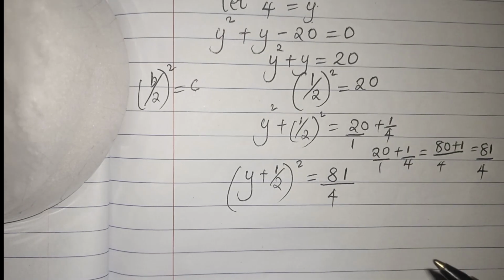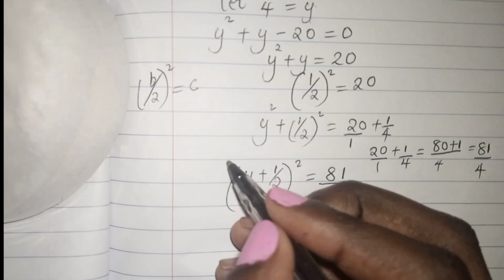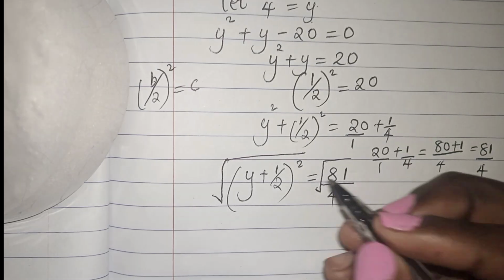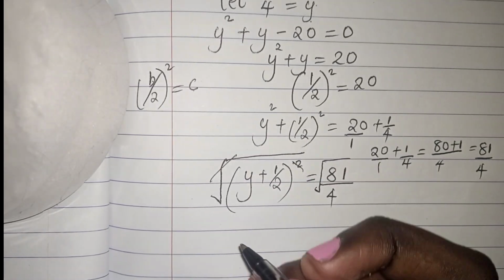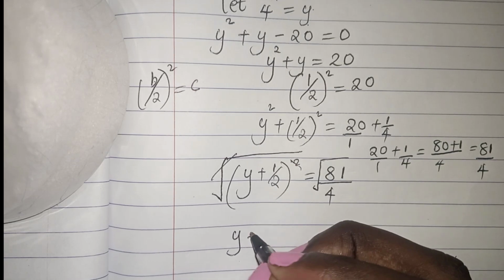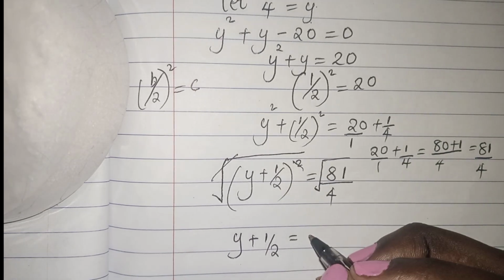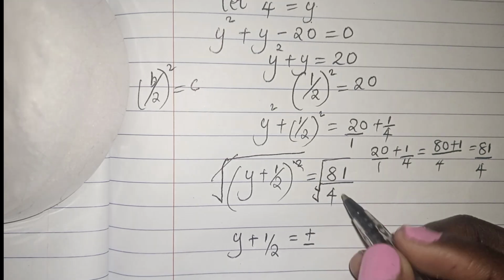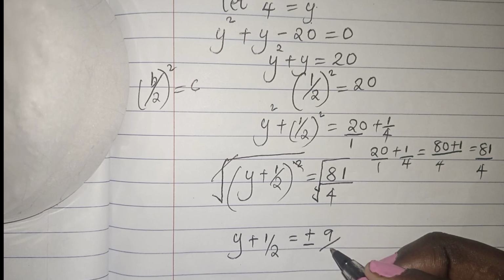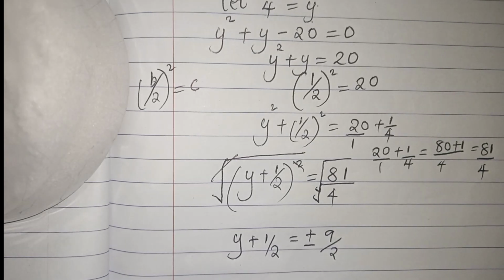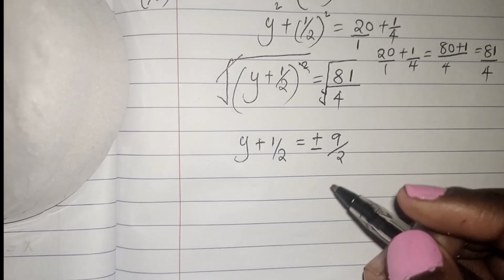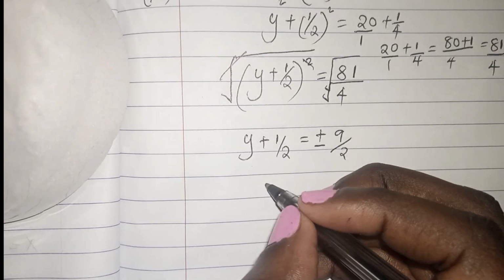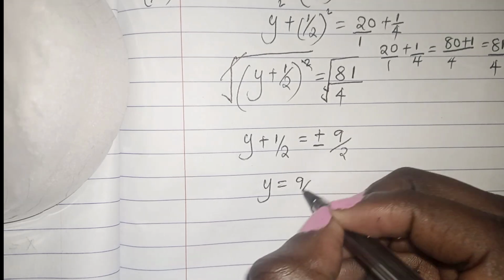Okay, our next step is to square root both sides. So we shall square root this side and square root this side as well. So this square will cancel with the square root, and y plus a half is equals to plus or minus. So the square root of 81 over 4 is 9 over 2. Okay, so we shall then have two values of y. So our first value of y, we are now taking the positive. So y plus a half is equals to 9 over 2.